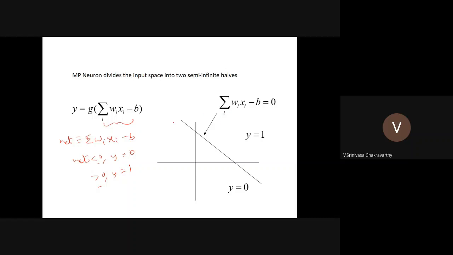On the boundary, this has to be equal to 0. If you solve for this, you get a straight line. On one side of the straight line, this expression will be positive because it's a linear expression, and everywhere there y is equal to 1. On the other side, y is equal to 0. So basically, because of the weights, the McCulloch-Pitts neuron divides input space into two semi-infinite halves, and that way it can classify the input into one of these two classes.